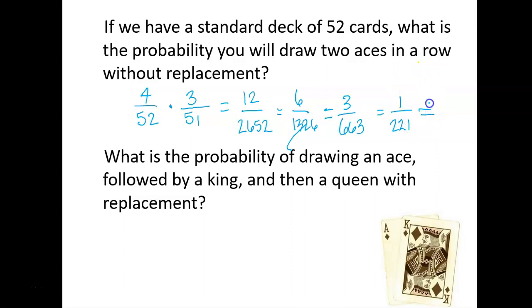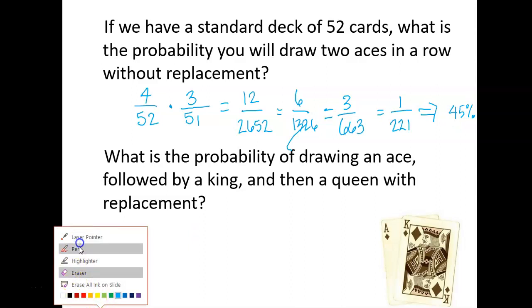And changing that to a percentage, that gives me 0.0045, so it would be 0.45%. Okay, so not 45%, but 0.45%. So pretty slim chance that you're going to get 2 aces in a row, just randomly drawing from the deck.